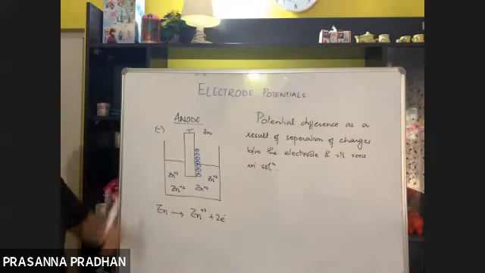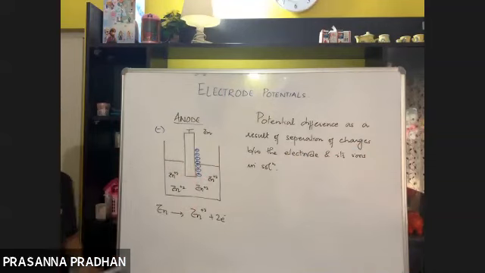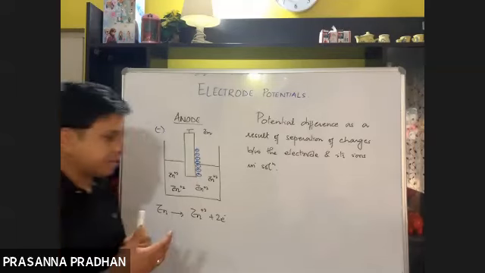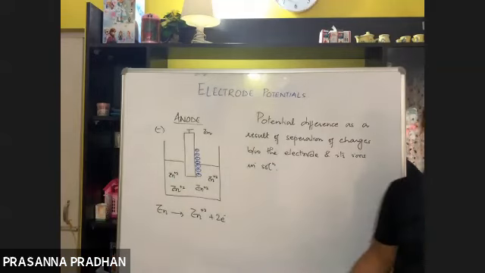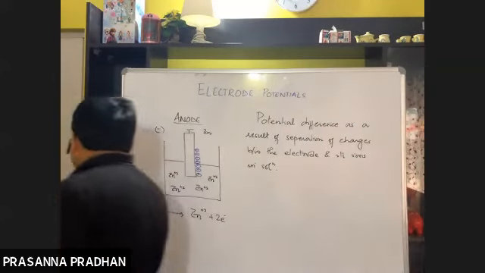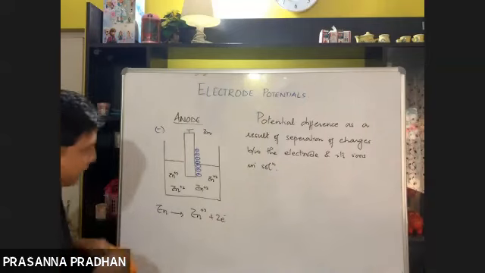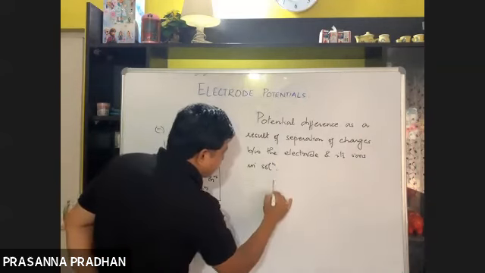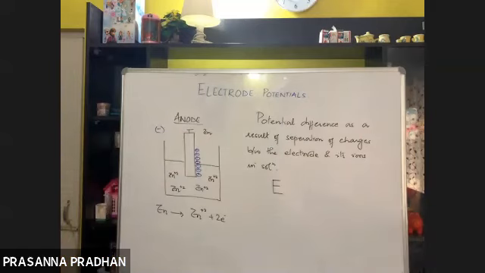Similarly, at the cathode, what will happen? The solution will acquire excess negative charge and the electrode will acquire a positive charge. So there also an electrode potential is created. A potential difference is created at the anode as well as in the cathode compartment. So there are two kinds of electrode potentials. By the way, the symbol of electrode potential is capital E. The electrode potential is denoted by capital E.